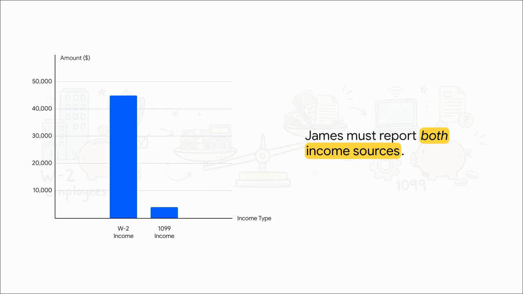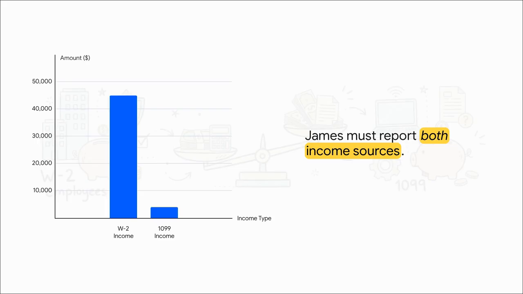Let's look at James. James works a full-time job earning $45,000, so he gets a W-2. But he also does some weekend freelance work earning $4,000 net, which generates a 1099. James must report both of these. His primary employer has been carefully withholding taxes on his $45,000 salary all year, but nobody withheld a single dime on his $4,000 freelance income, and this catches a lot of people off guard.